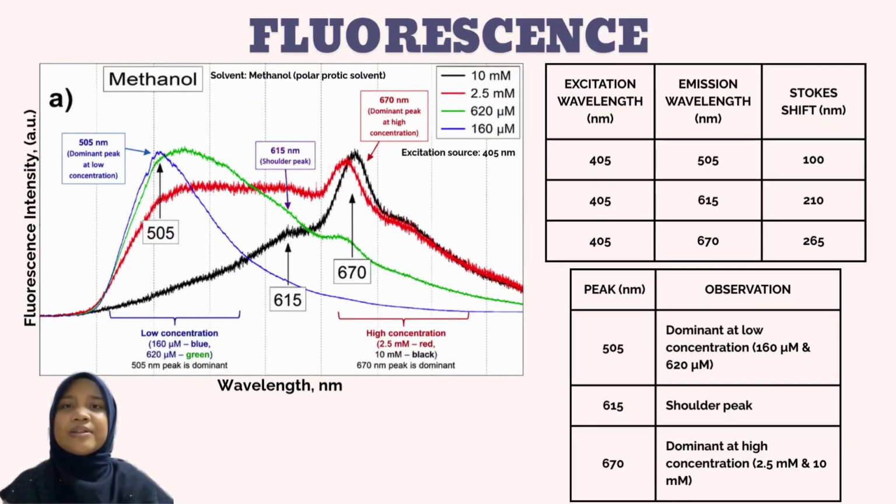At lower concentrations, represented by the blue and green curve, the emission at 505 is the strongest. However, at high concentrations, represented by the red and black curve, the emission at 670 becomes the dominant peak. Overall, this indicates that changes in concentration influence both the intensity and the position of the fluorescence emission.